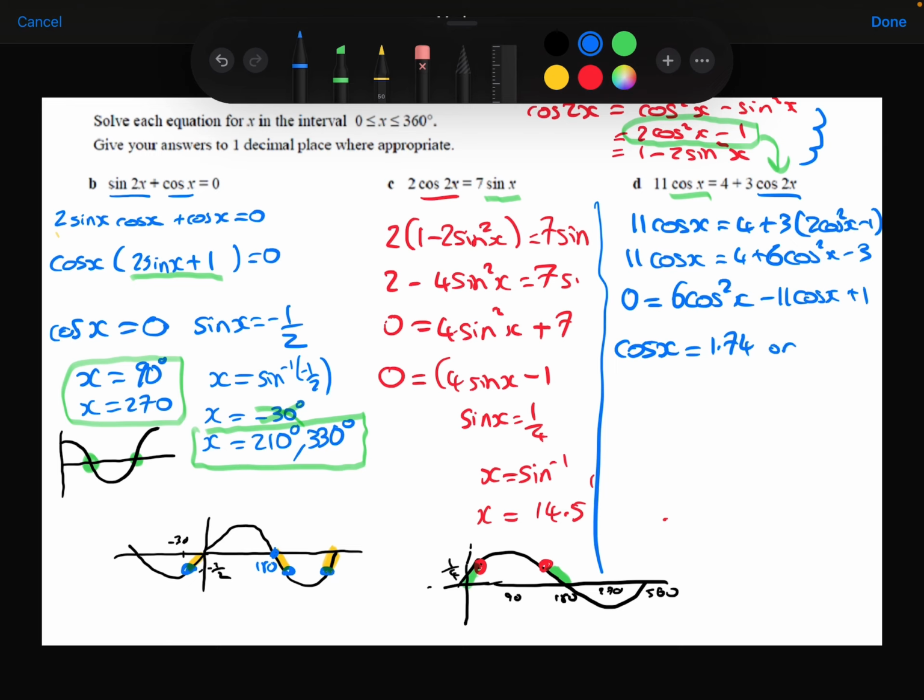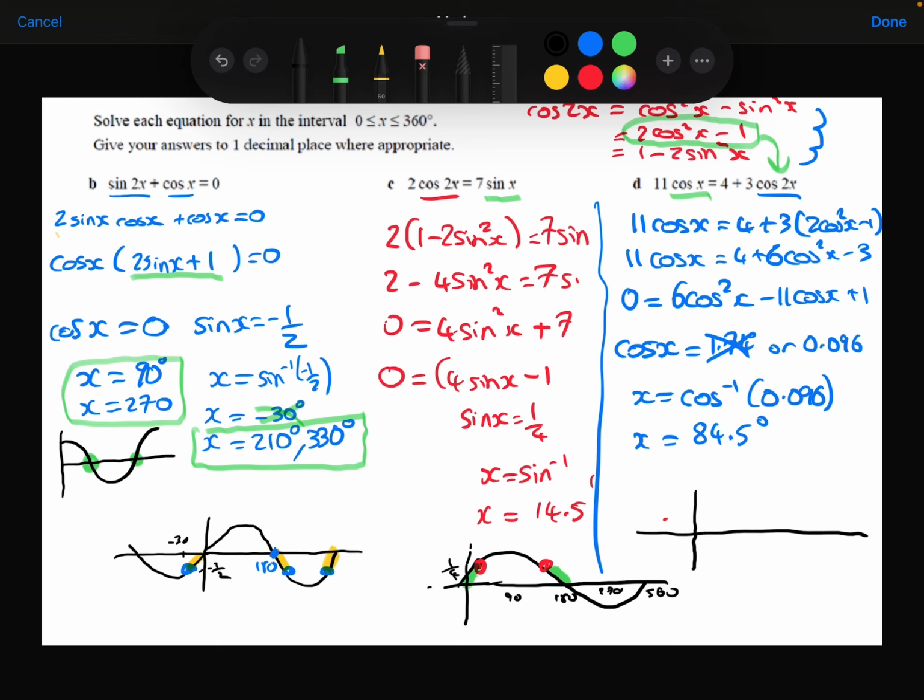1.74 or 0.096. There's no solutions when it's greater than 1, no real solutions for that. So the only solution would be when cos x is equal to 0.096. So we'll do cos inverse of that, which gives me 84.5 degrees as one solution.